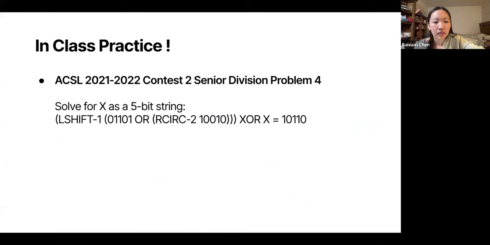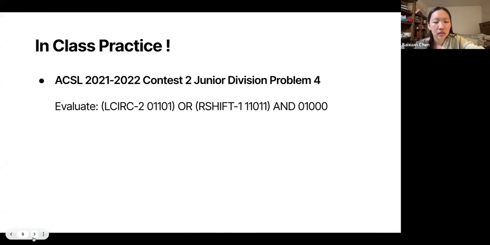So the next slide. Okay, so we're evaluating something now. This one will be basically an order of operations question. So we have to first evaluate the left circle, right? Because it comes first in order of operations, from left to right. So left circle 2, we take off the first 2 and then we add them to the end. So it'll be 1, 0, 1, 0, 1.